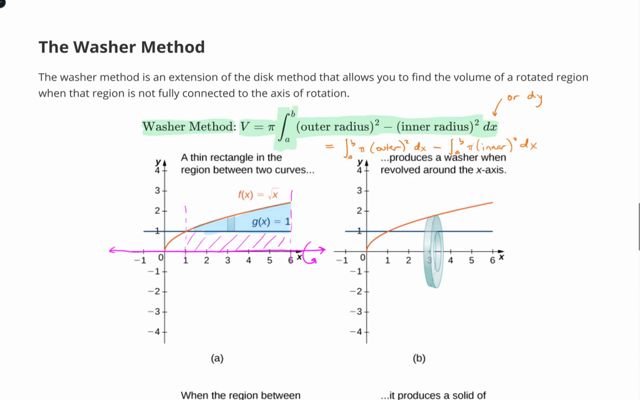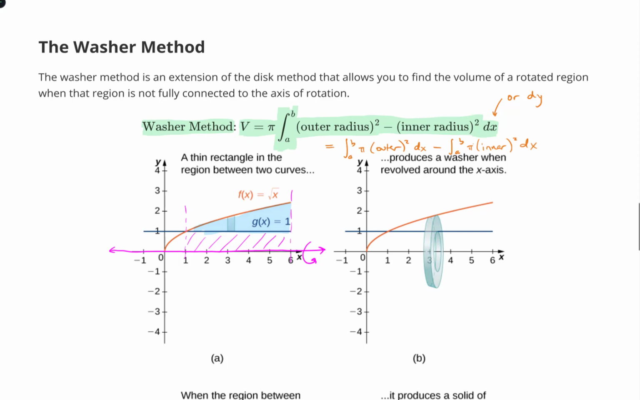And each one of those separately is an integral that calculates, because it's pi times a radius squared dx, that's going to be integrating using the disk method. So we're just doing the disk method for the outer region and then doing the disk method for the inner region and subtracting the results. So it's exactly the same thing as the area between two curves.